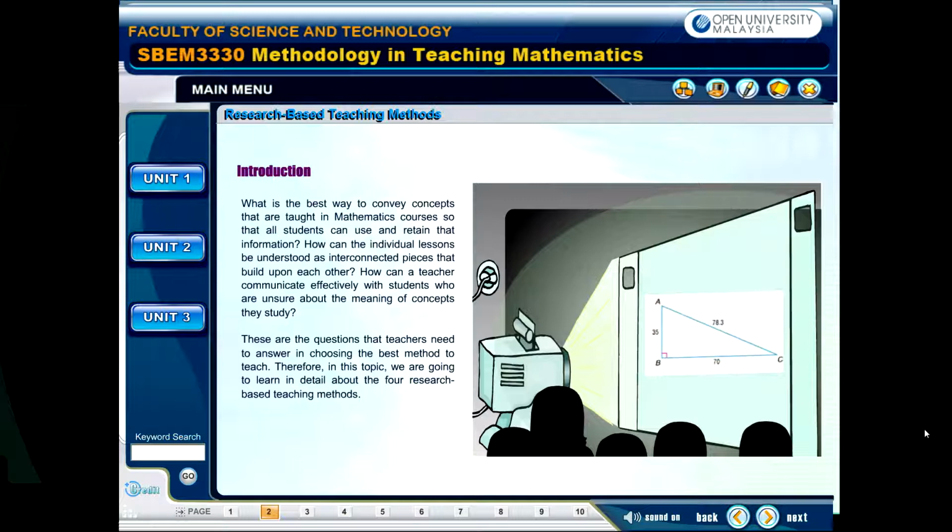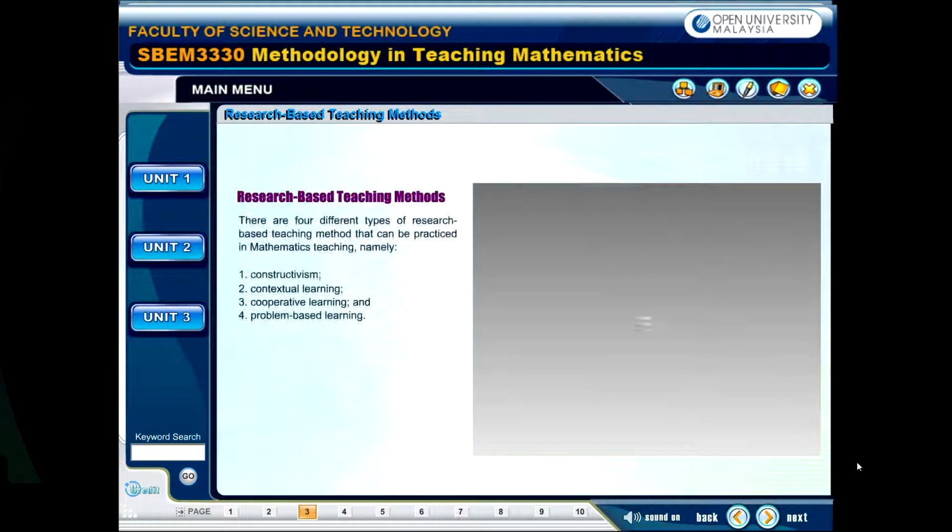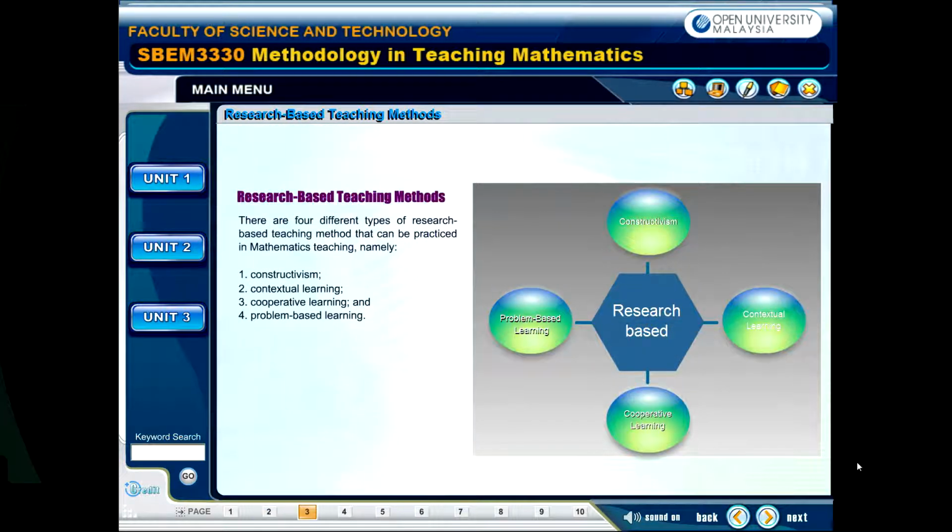Therefore, in this topic, we are going to learn in detail about the 4 research-based teaching methods. There are 4 different types of research-based teaching methods that can be practiced in mathematics teaching, namely 1. Constructivism, 2. Contextual Learning, 3. Cooperative Learning, and 4. Problem-based Learning.